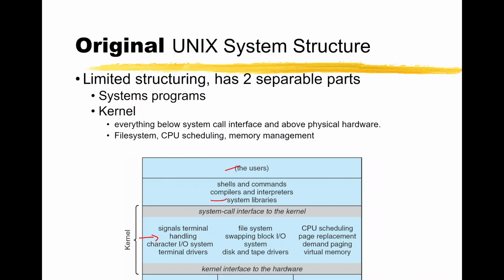The main kernel of the operating system handled everything from terminal handling, file system, CPU scheduling, everything was done here. And then the kernel interface to the hardware was around here, and then it talks to device controllers and memory controllers. So the issue with this was that so many things were built into just one kernel. So the kernel had to switch between one task and the other.